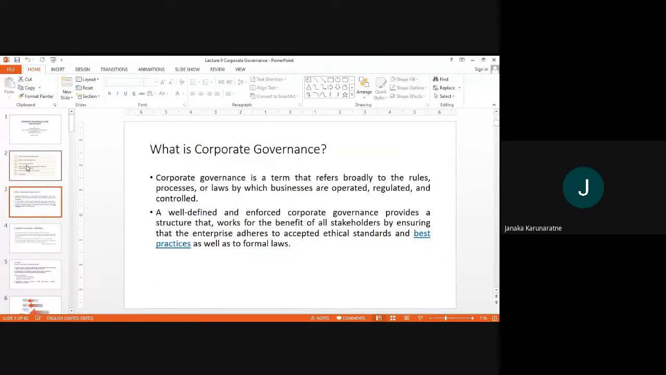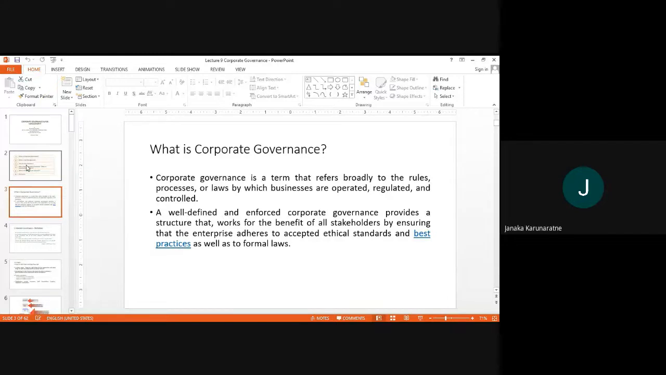In general, what do you mean by corporate governance? It's a term that refers broadly to the rules, processes, or laws by which businesses are operated, regulated, and controlled. But it is beyond that. A well-defined and enforced corporate governance provides a structure that works for the benefit of all stakeholders by ensuring that the enterprise adheres to accepted ethical standards and best practices as well as to formal laws.